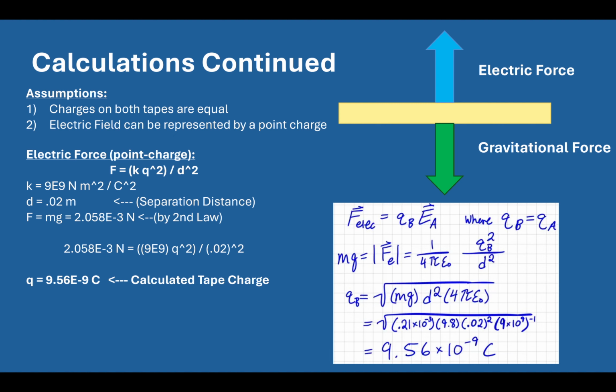From this, we can simply plug in our values into the point charge formula and set it equal to the magnitude of the gravitational force and solve for charge. This gives us a charge of 9.56 nanocoulombs.